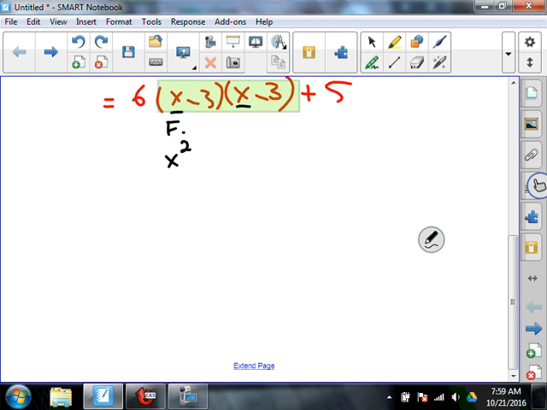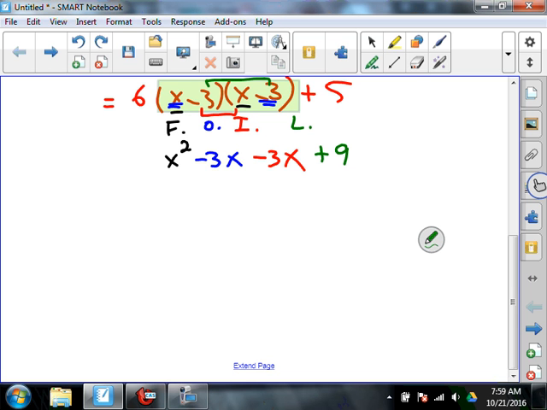And then when we do our O part of FOIL, we're going to have this x here times this negative 3 here. So that's going to give us negative 3x. Notice the terms are separated by addition or subtraction. The inner part of FOIL gives us this product here, which is another negative 3x. And then the last part of FOIL gives us a plus 9.